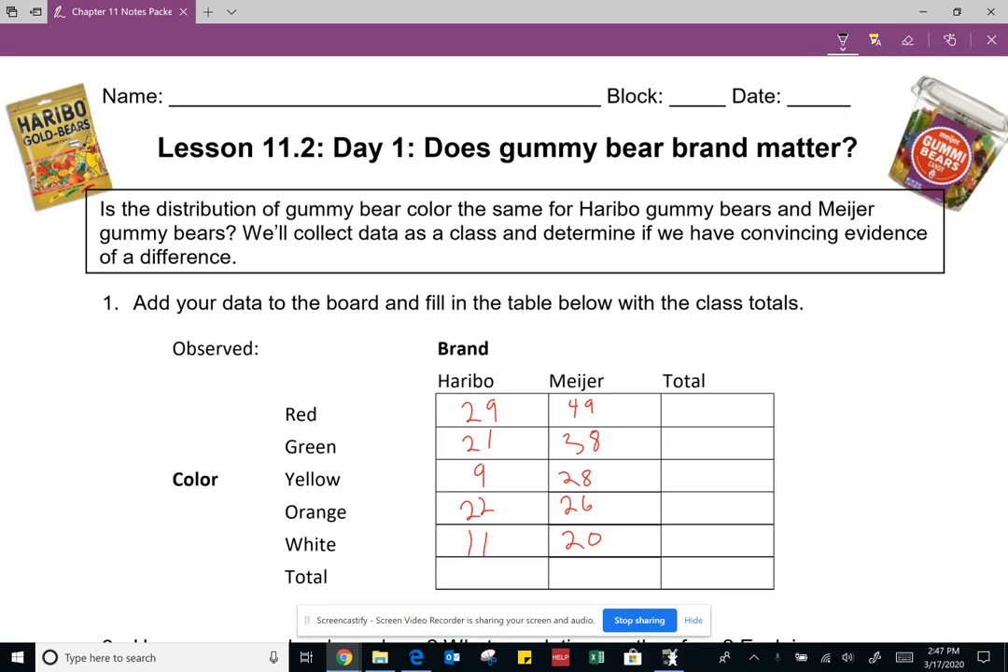Welcome to 11.2, day 1. Does the gummy bear brand matter? So now what we're going to do is talk about the second type of chi-square test.